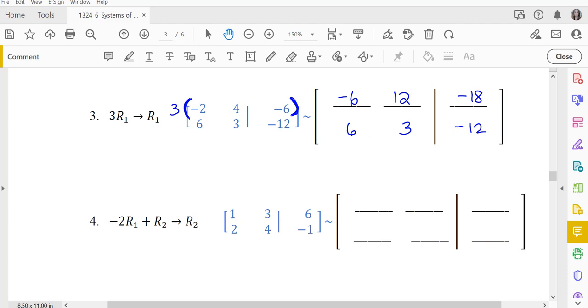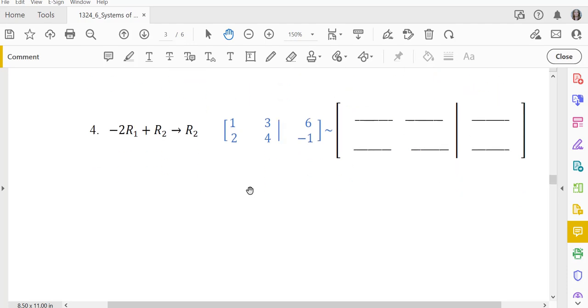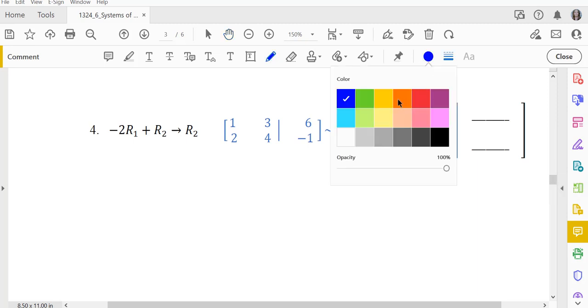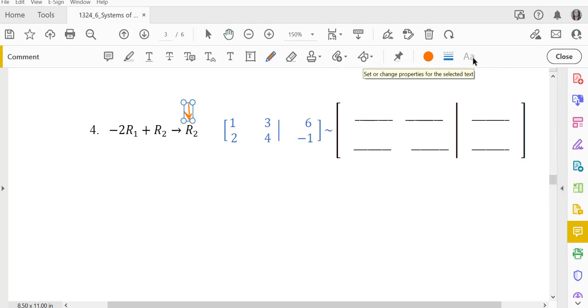All right, the last row operation. You're going to do a multiple of one row, add it to another row, and then replace the second row. Do you see over here, it says to replace as your new row 2. So my row 1 doesn't change. I'm going to put 1, 3, 6.